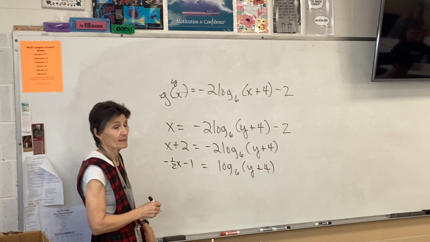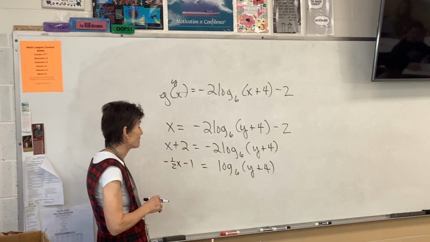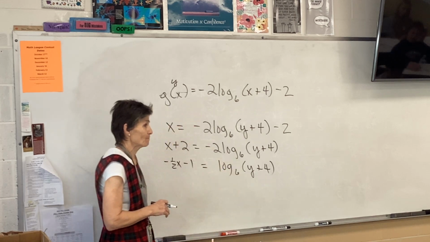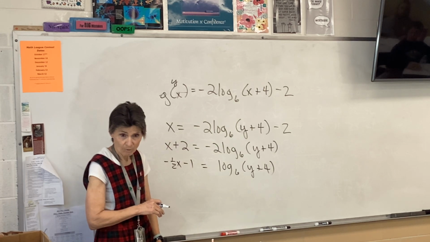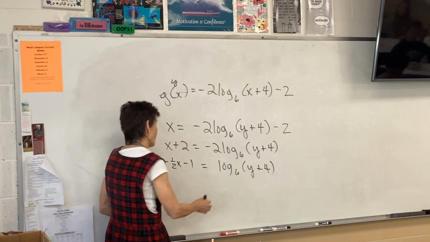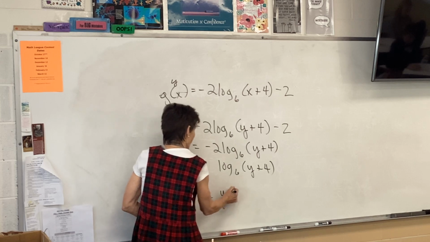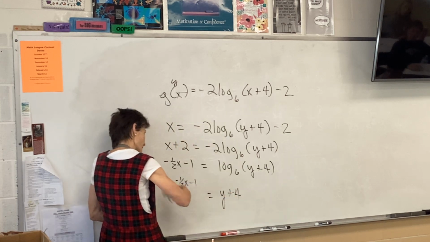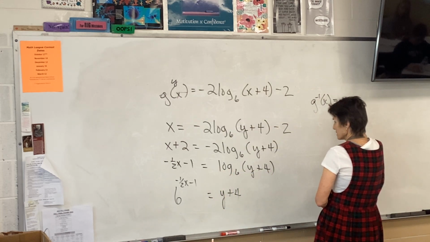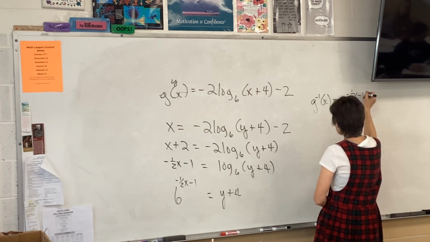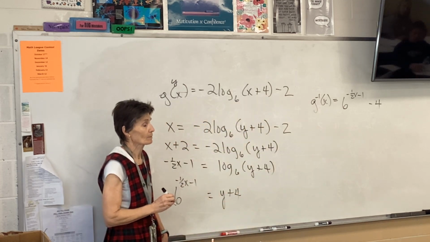Now we have a problem because we've done all of the basic arithmetic, moving things around side to side. Now we have to get rid of that logarithm. Okay? So how do we remove a logarithm? We log roll it. Yep, we log roll it. So 6 to the -1/2 x minus 1 power will equal y plus 4. And then I'll just subtract my 4. So my inverse is 6 to the -1/2 x minus 1 minus 4. Okay, Xander? Yeah, that makes sense.